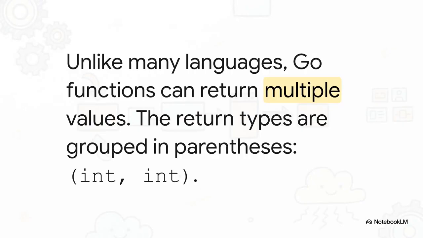And now for that Go superpower I was talking about. Unlike a lot of other programming languages, Go functions can return more than one value at a time. It's awesome. In this divide function, we're returning two things, the quotient and the remainder. Notice how the return types are wrapped in parentheses now: int, int. When we call it, we can grab both of those values and assign them to separate variables, all in one clean line of code. This is a huge, powerful feature in Go.